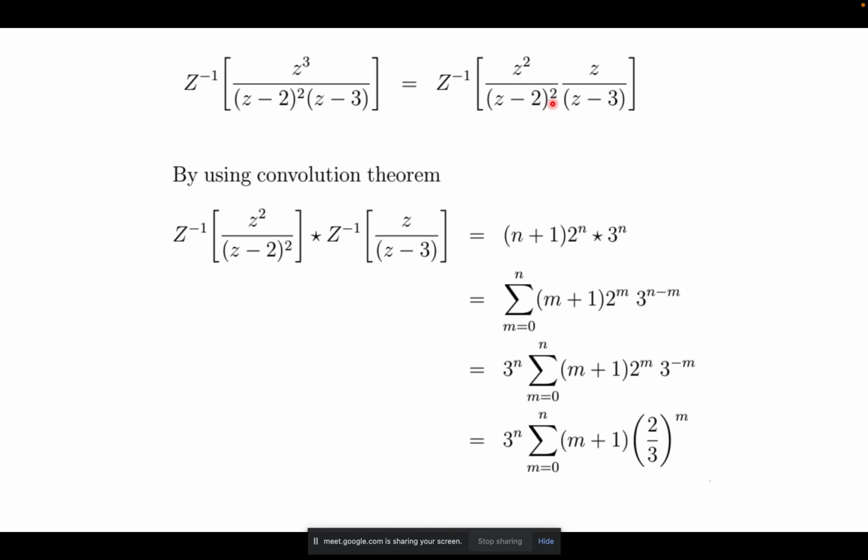So what I am doing here is separating it as z square upon z minus 2 whole square. Similarly, I am writing it as z upon z minus 3. Here I have just distributed the z cube by giving z square here and one single z here. Okay, so here again I am using the convolution theorem. The convolution theorem of the inverse Z transform says it results in the convolution of two sequences. Okay, so the only thing you need to know is what the inverse Z transforms of these functions are.